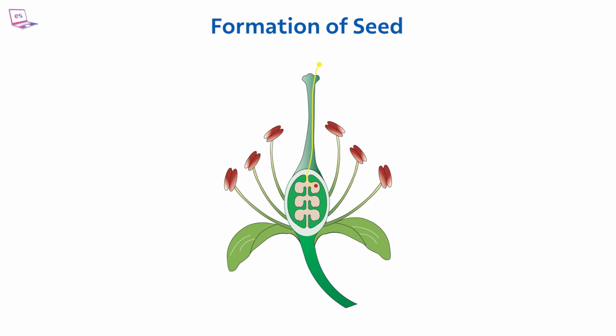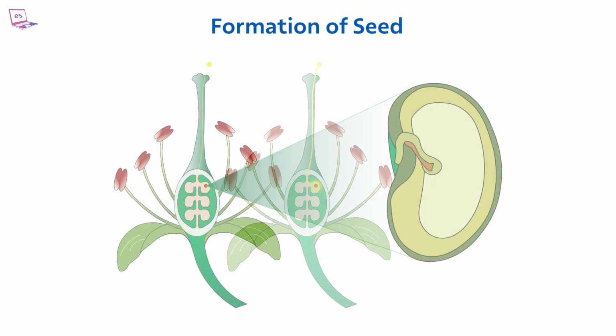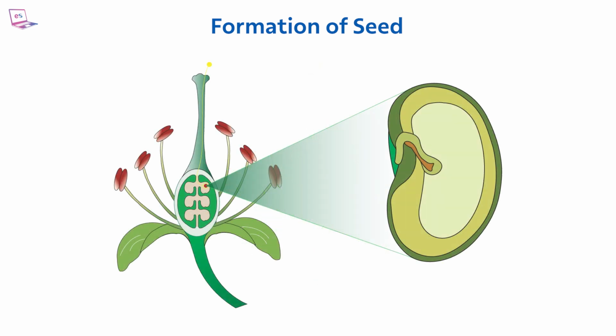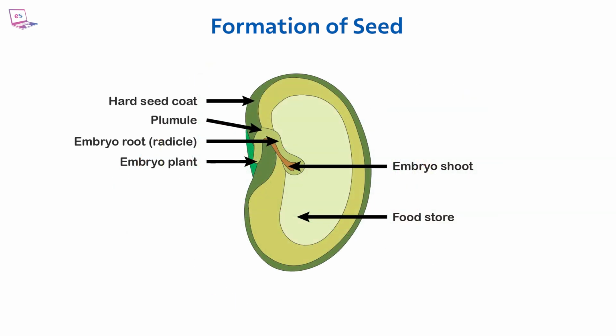Formation of seed. Now let's see how the seeds are formed. After fertilization, the ovule, which is located inside the ovary of a plant, undergoes further development and matures into a seed. Inside the seed, an embryo forms which consists of several essential parts, including the radicle and plumule.